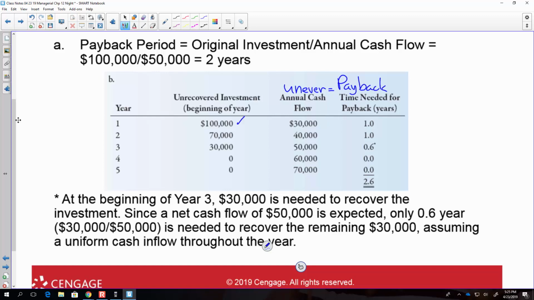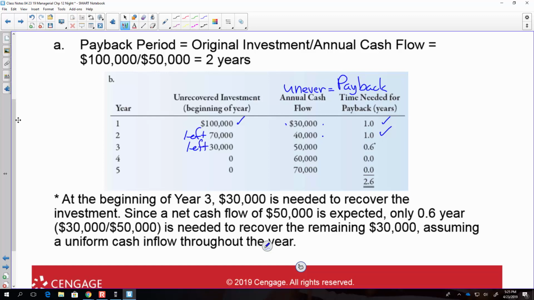So we had the $100,000 investment, right? In year 1, we are expecting $30,000 of cash flow. Obviously, that doesn't pay it back, right? I still have 1 year used. So I have to subtract the 30 off the 100. What do I have left? I have 70 left. Year 2, 40. Again, I haven't recovered the 70, so another year passes, and then we subtract the 40 off the 70. What do we have left?